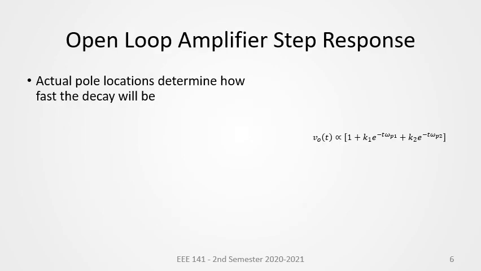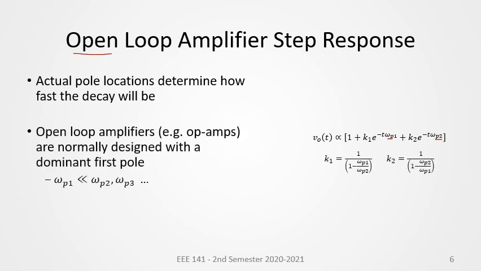Let's take a step back first and look at an open loop amplifier's step response before that of a closed loop amplifier. Note that if the open loop amplifier has two poles, then the general form of the transfer function will be the same as that of a closed loop response, and thus the time domain step response will still follow the form shown. From the equation, we can say that the larger omega p1 and omega p2 are, the quicker their corresponding terms decay in time. Thus, the actual pole locations determine how long or how short the decay will be.